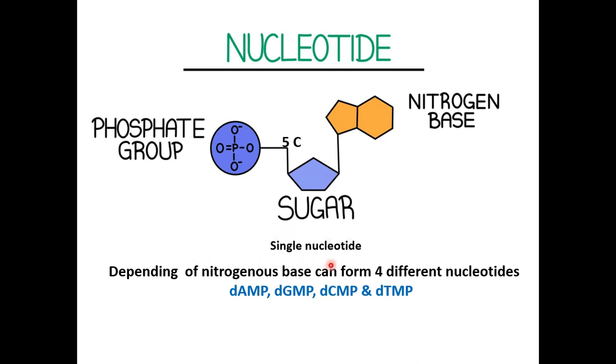Now depending upon the nitrogen base, it can form 4 different nucleotides. This nitrogen base changes. It can be adenine, guanine, cytosine or thymine. So it will form deoxyadenosine monophosphate, deoxyguanosine monophosphate and so on. Now here you can see there is one phosphate group, so it is AMP. Now if one more phosphate binds, it becomes ADP, deoxy ADP, and then with the third it becomes ATP, deoxy ATP, GTP, CTP and TTP.